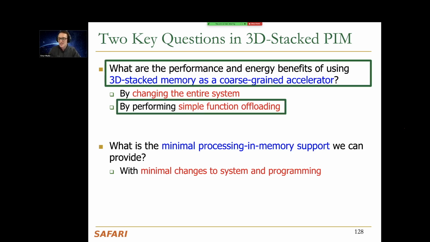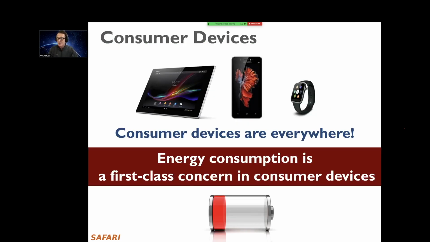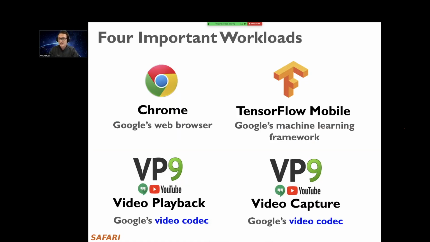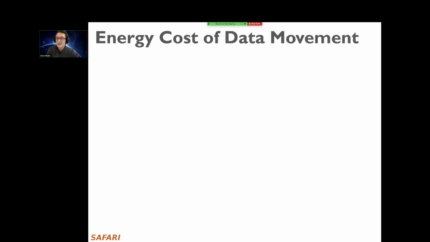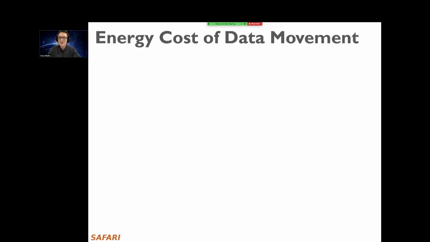less intrusive approaches. Can we do some simple function offloading? And we have some works in this area, but I'm going to focus on this particular work that we did with Google. Essentially, we wanted to examine processing near memory inside these consumer devices, where energy and area are clearly first-class concerns. And we wanted to look at 4 different workloads that are important to many people in the world. Whether knowingly or unknowingly, we're all using these workloads.